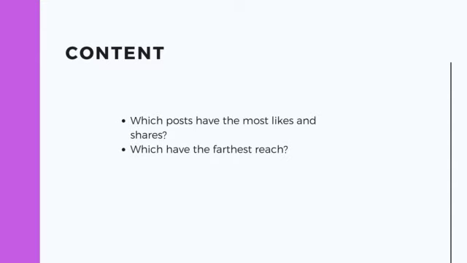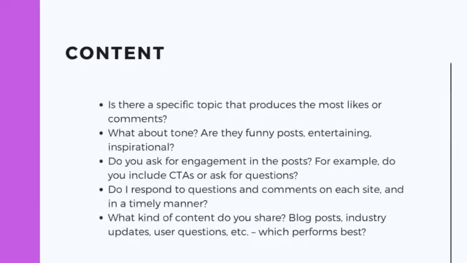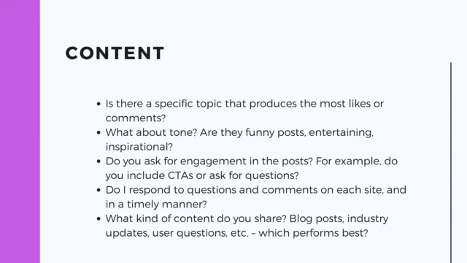As you go through, try to find any similarities in your best performing content. Ask yourself, is there a specific topic that produces the most likes or comments? What about tone? Are they funny posts, entertaining, inspirational? Do you ask for engagement in the posts? For example, do you include CTAs or ask for questions? Do you respond to questions and comments on each site? And in a timely manner? What kind of content do you share? Blog posts, industry updates, user questions, etc.